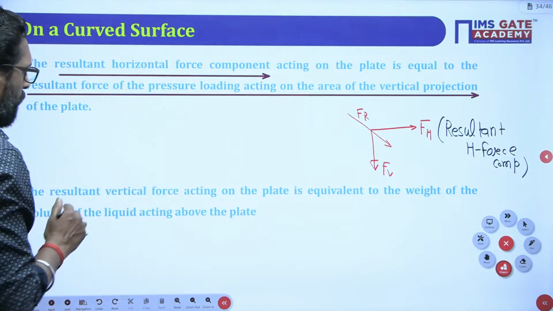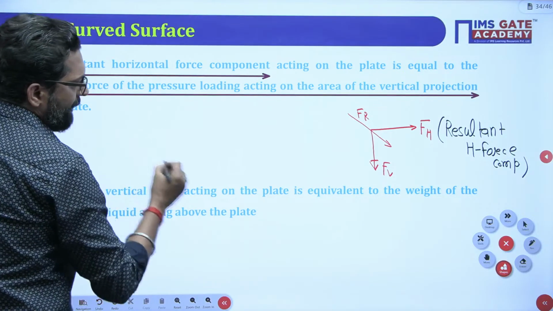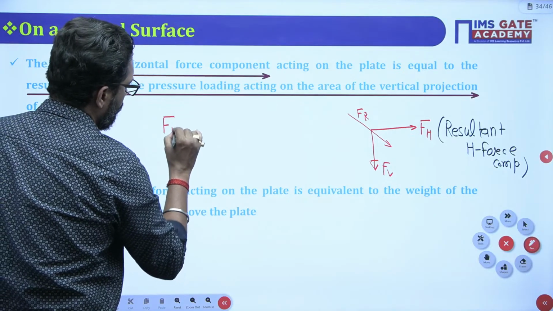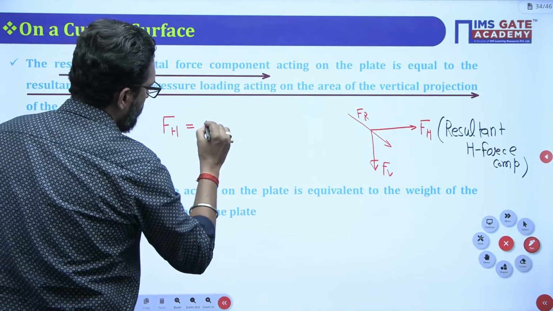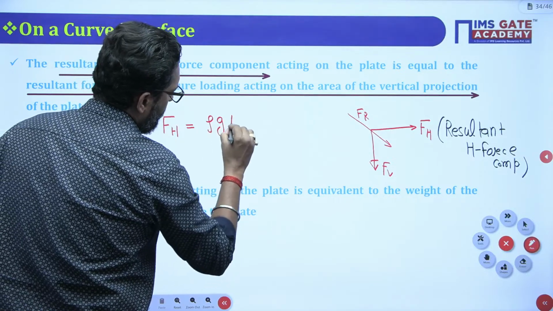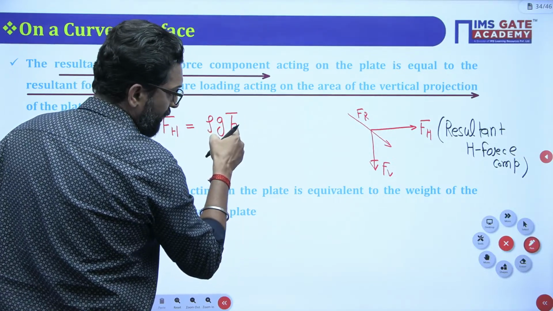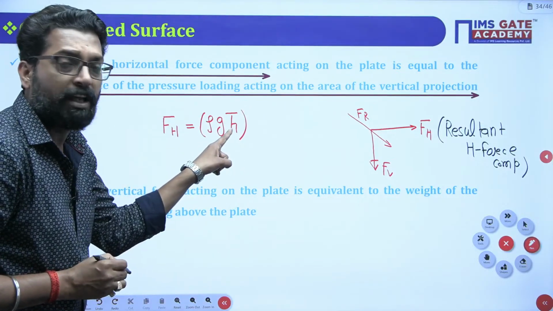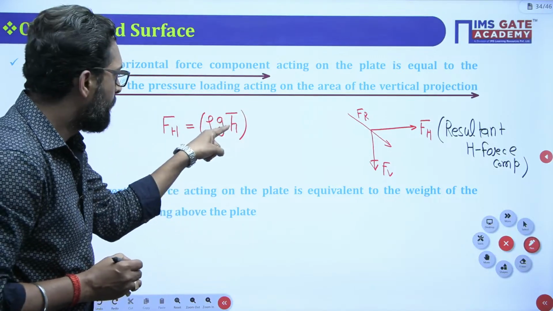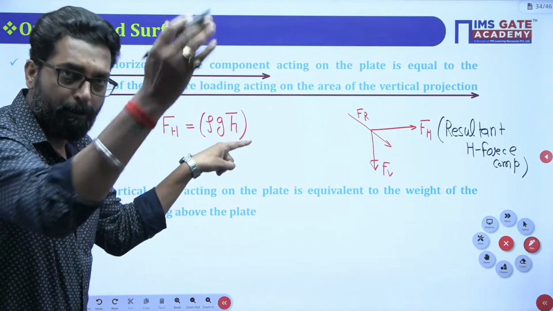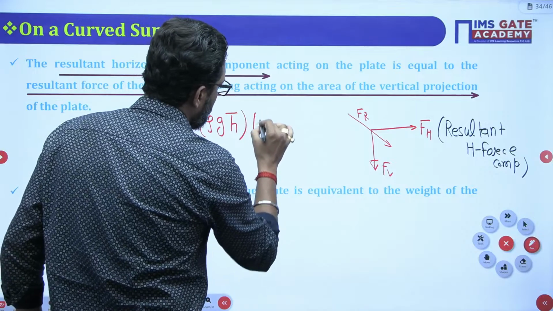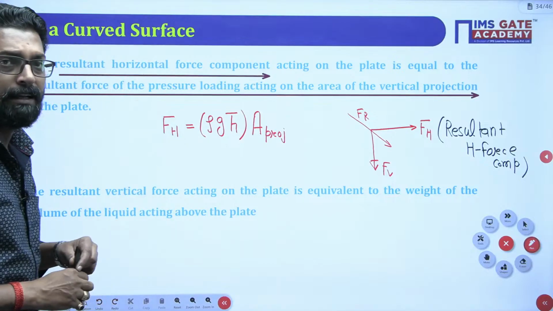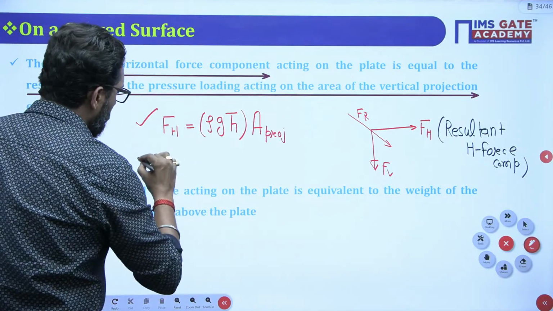Okay, now you can find FH by two methods. FH, the horizontal force, is equal to rho g times the vertical height from the free surface to the CG of the plane surface, into the projected area. You have to find the projected area, or you have to find it from the pressure prism.